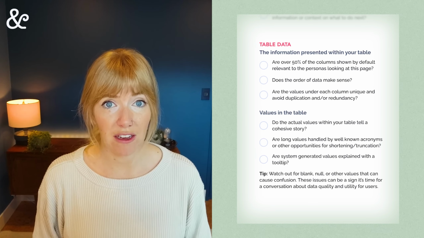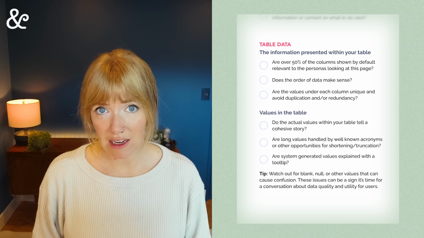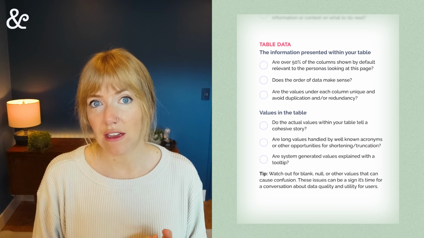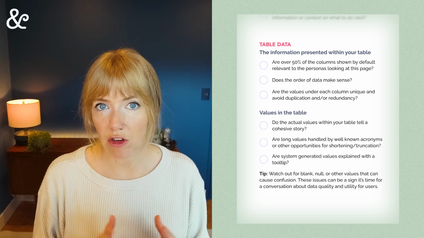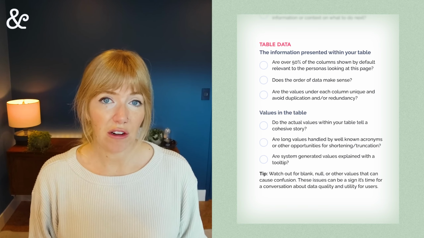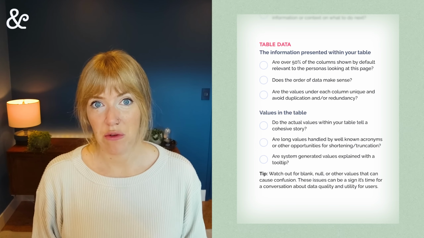How are long values handled? Are they handled? Are you truncating stuff? Are you putting shortened versions of things into an acronym or some kind of shortened form of a longer word? Stuff like that. Are system generated values explained with a tooltip?